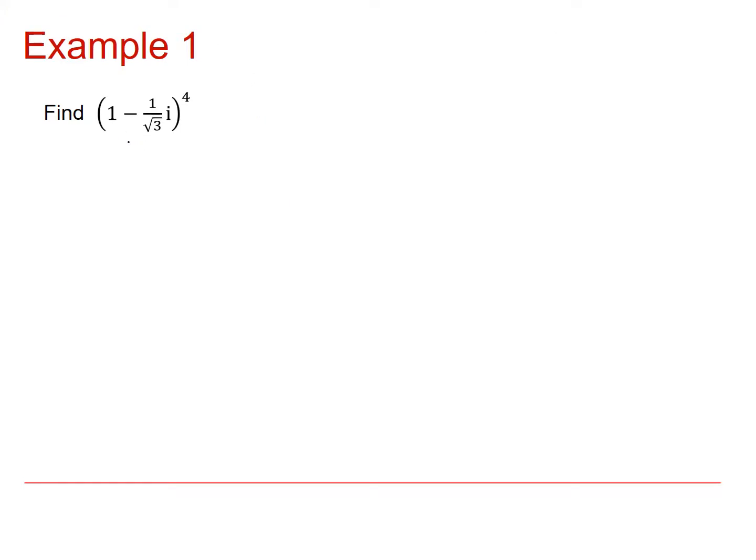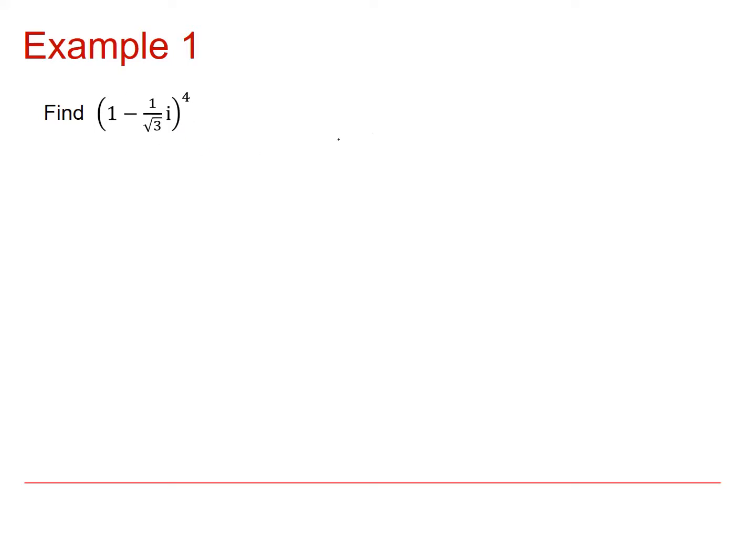Here we've got a complex number in the form x plus iy, and I want to find it to the power 4. Well, I could multiply this out the long way, using Pascal's triangle to give me the coefficients, and then sort everything out after that. But actually we know how to do this power, provided we have this in modulus argument form.